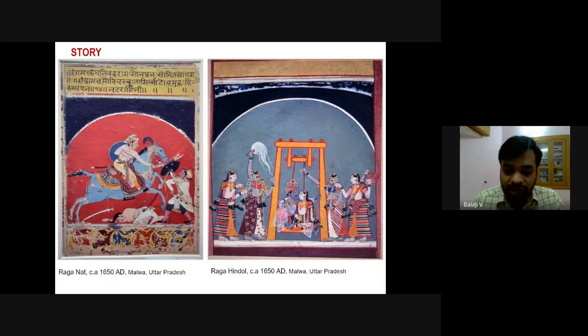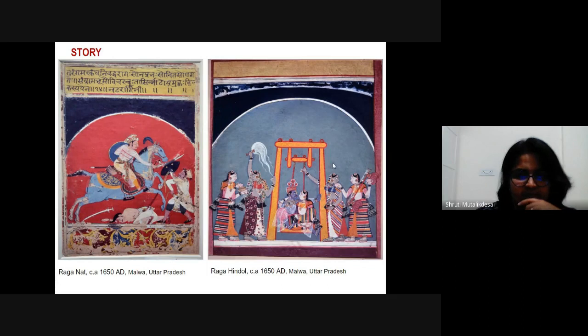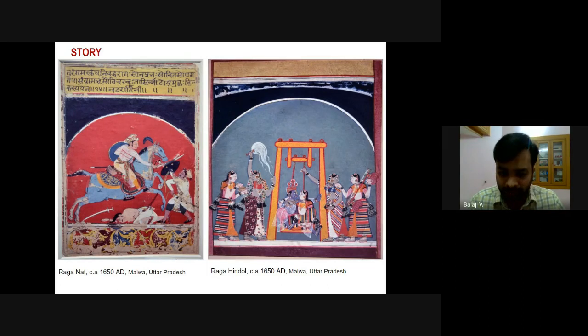So story is an important element of Ragmala paintings because many episodes are captured. For example, a war scene as commonly seen in Ragnat. One important thing to notice here is almost all Ragmala paintings that represent Ragnat from varying regions across the time period show a war scene. And then Raga Hindol, irrespective of various regions and across the time period, shows a swing, where you can see the deity with the spot sitting and enjoying the swing festival.